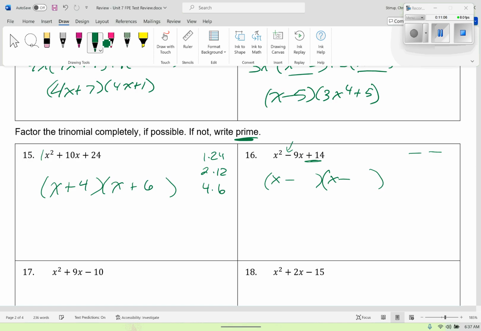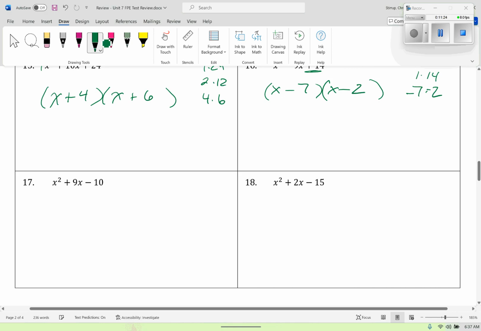So we want the two numbers that we can multiply to get 14. So I got 1 and 14. And I also have 7 and 2. And if 7 and 2 are both negative, do they add up to negative 9? The answer is yes. So just plug them directly in, so it's factored.